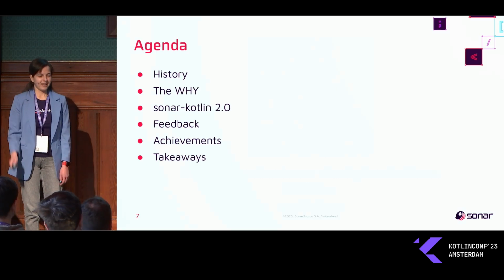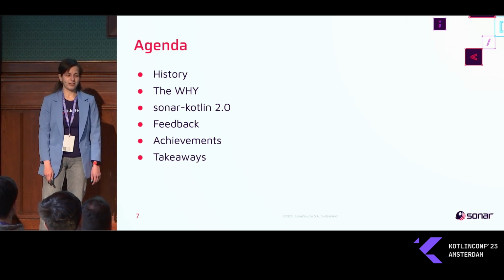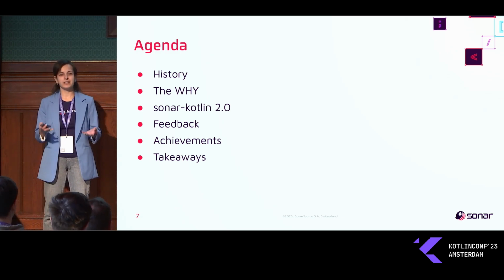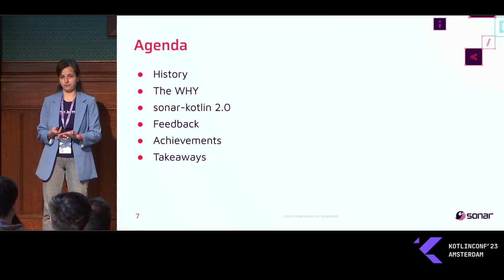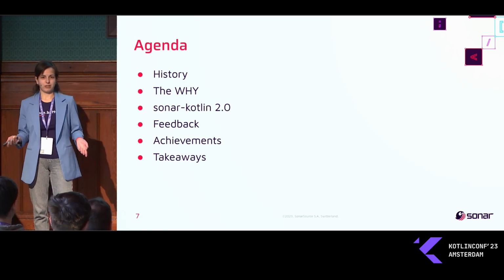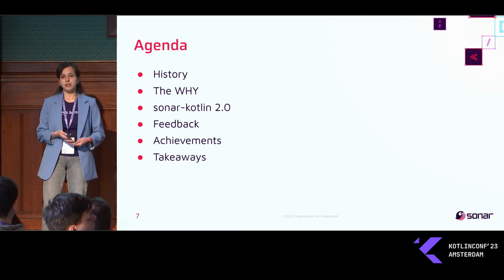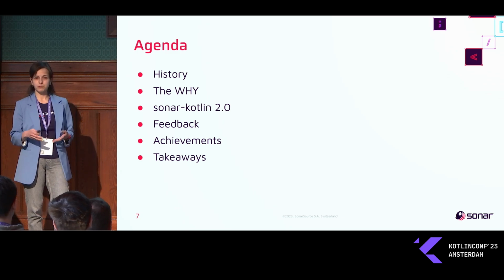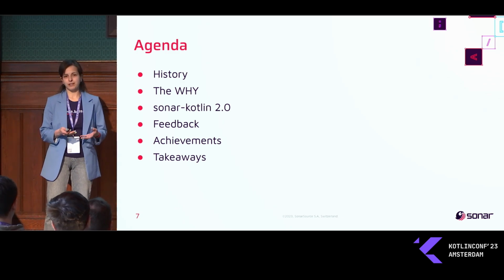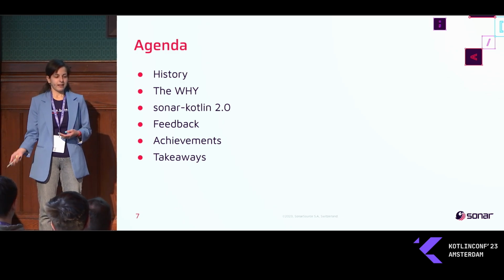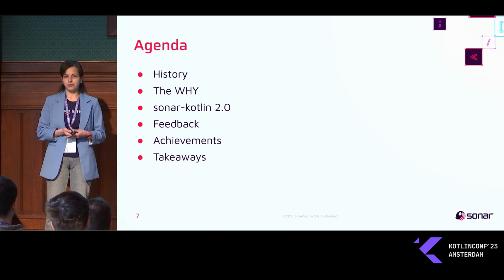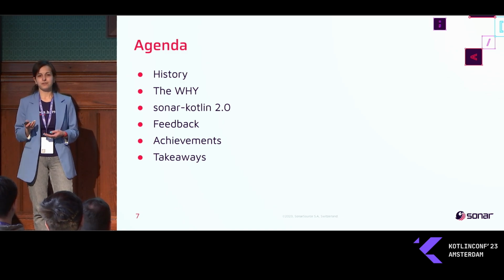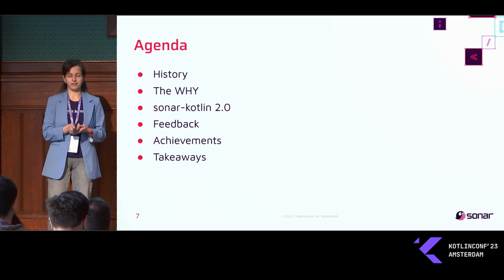Let's proceed. What are we going to talk about today? I'll talk a little bit about the history: what was the reason why we needed to rewrite our static code analyzer for Kotlin? Why did we need something else? Then I'll talk a little bit about Sonar Kotlin 2.0, the brand new analyzer that we rewrote. Then we'll talk about the user feedback that we received, achievements, and a few takeaways that I hope you'll take from this presentation.